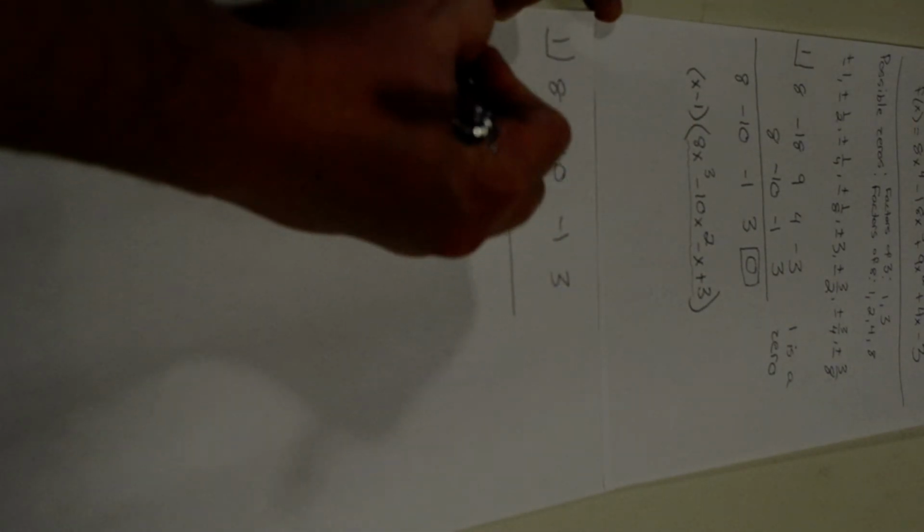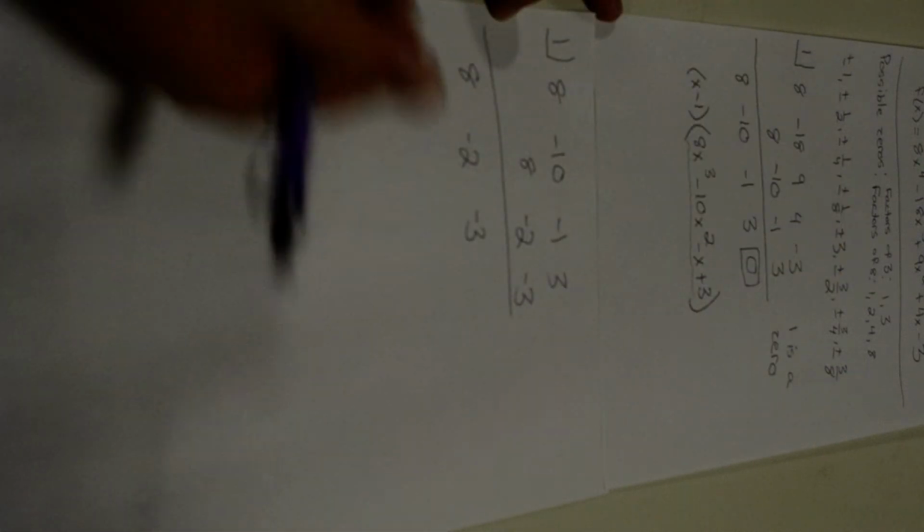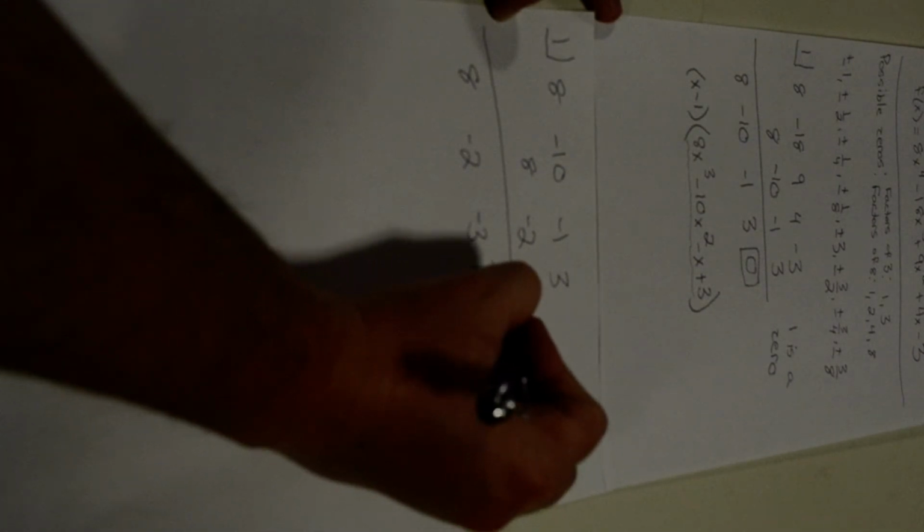Bring 8 straight down, times 1 is 8. Add those up is negative 2, times 1 is negative 2. Add those up and we get negative 3, times 1 is negative 3. Add those up, and then look here too, I get the same thing. Since we got that, 1 is a 0 again. So 1 happens twice. So from the last one, we already knew we had x minus 1. And from what we just got, we get x minus 1 again. Remember, it happened twice. It happened the first time right here, and then right here too.